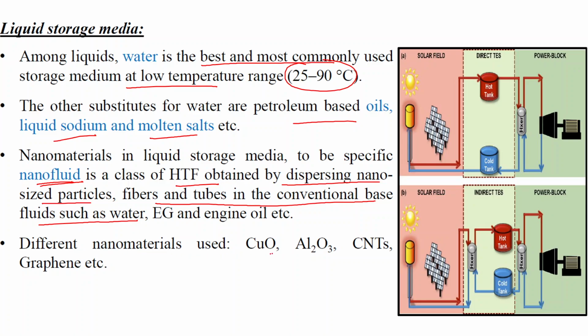Different nanomaterials such as copper oxide, alumina, or CNTs, etc., can easily absorb heat energy if you disperse them in liquid.